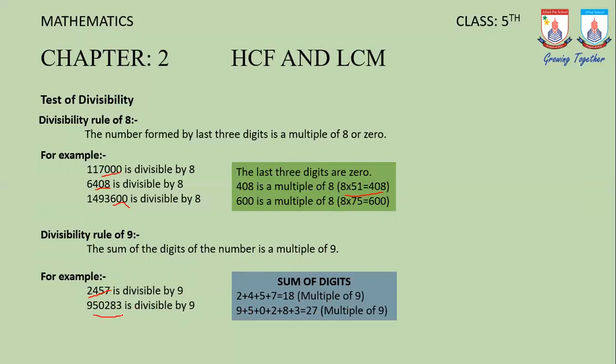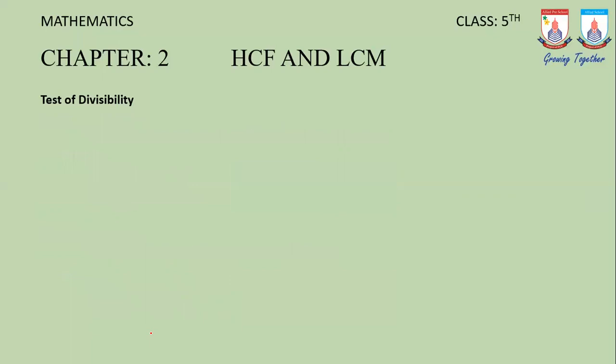In the last example of this rule below, if we add up the digits of the original number, we get 27, which is also a multiple of 9. So we can say that the original number is divisible by 9.